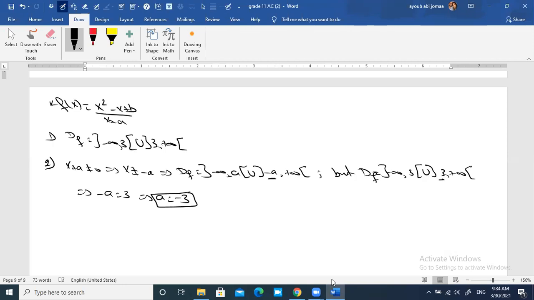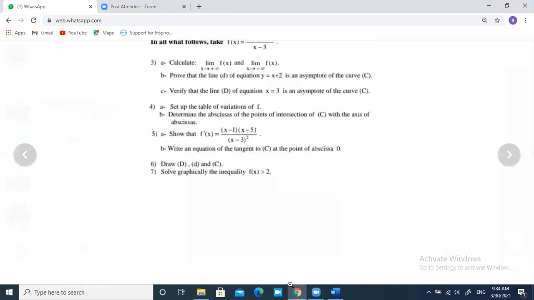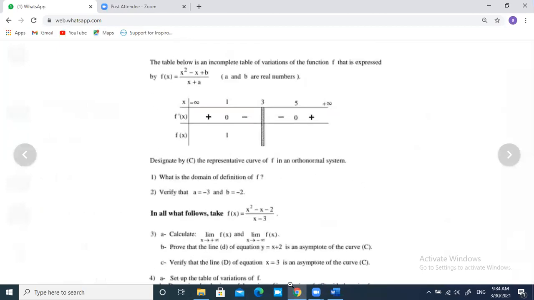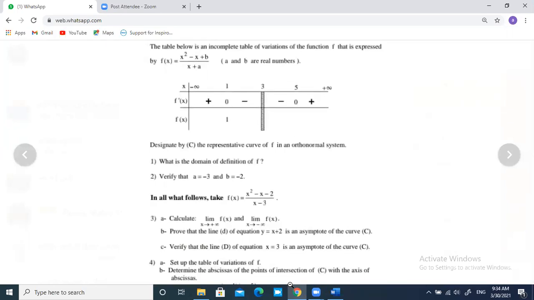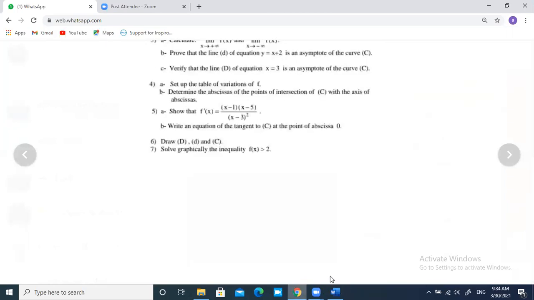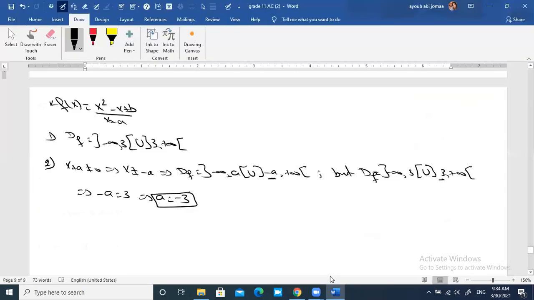Okay, then we need the b. I need another piece of information: from here, f of 1 is equal to 1. From this table, f of 1 is equal to 1. Then I can write f of 1 is equal to 1.